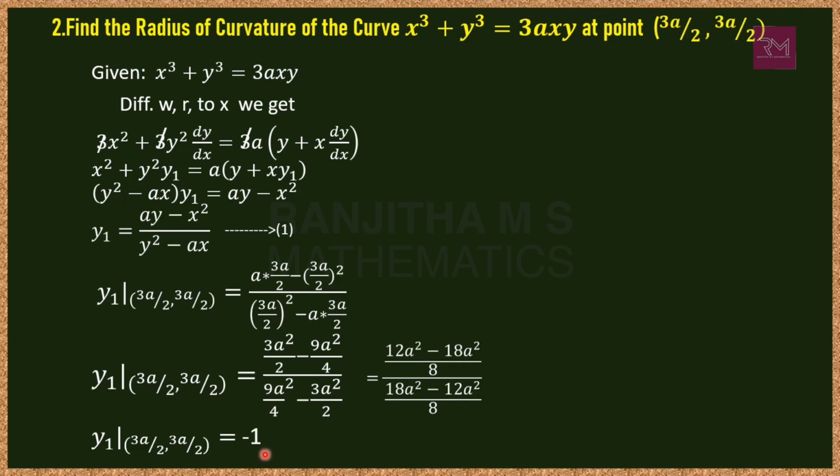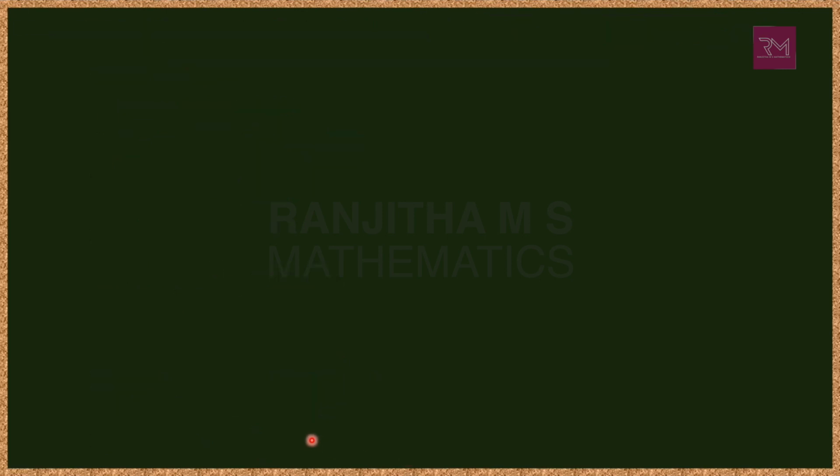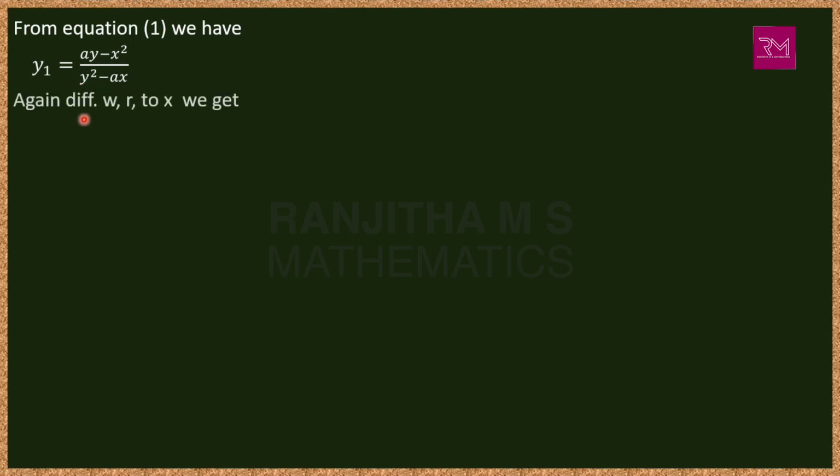Next step, we have to find the y2 value. For that, take the given equation 1. From equation 1 we have y1 as (ay minus x square) divided by (y square minus ax). Here again we have to differentiate this y1 with respect to x. This is of the form of a quotient, hence we have to apply the quotient rule over here.